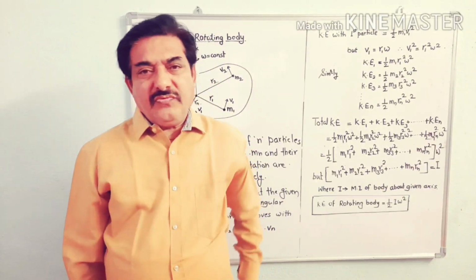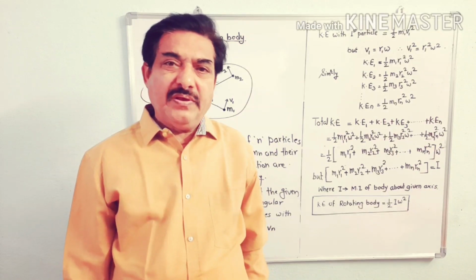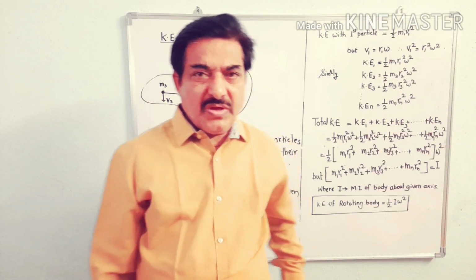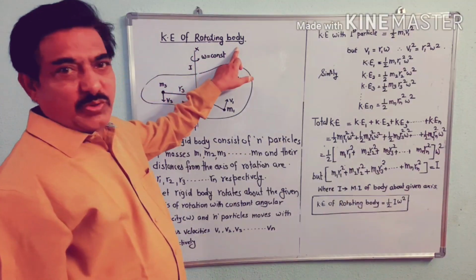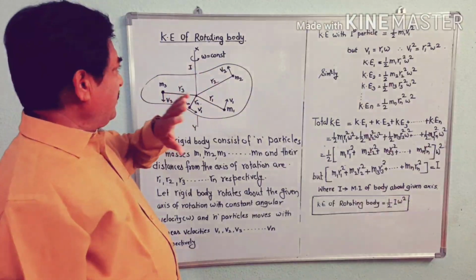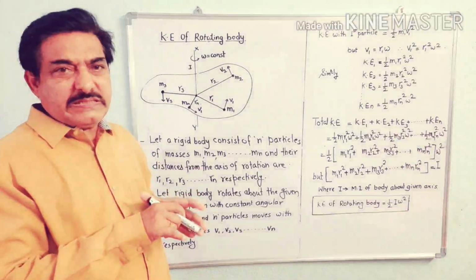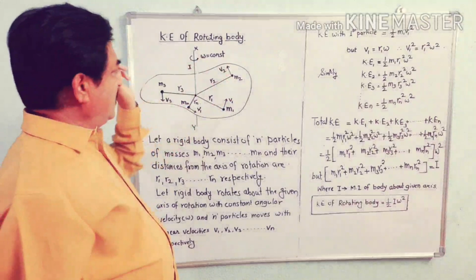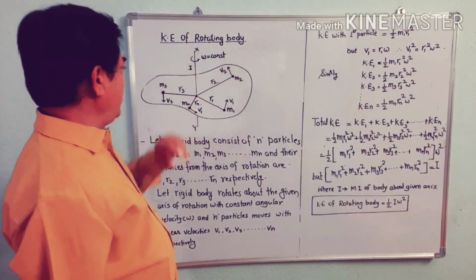In the last period, we have seen the concept of moment of inertia and the radius of gyration. Today, we will see the kinetic energy of a rotating body. Consider a rigid body of any size and shape. It is not necessary that this body should be in a geometric size. We have taken a rigid body of any size and shape.